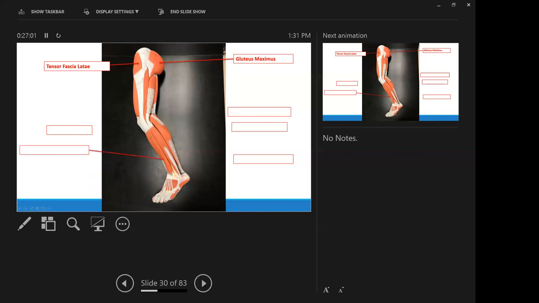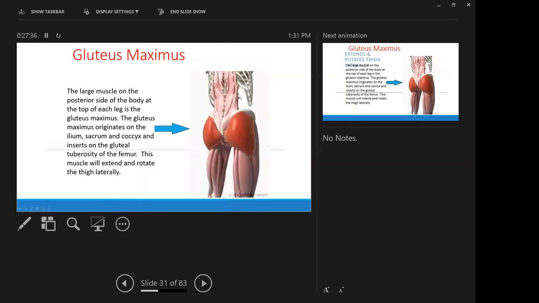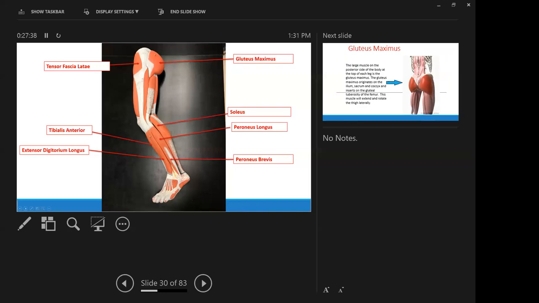Okay. Now, another perspective on the extensor digitorum longus. This is the one that causes the toes to spread out. You can see how it connects to all five phalanges that make up the toes. There's the peroneus longus, the peroneus brevis. Here is the tibialis anterior again, directly adjacent on the lateral side of the anterior crest of the tibia. And of course, there's the soleus underneath the gastrocnemius, which didn't show up in this one.